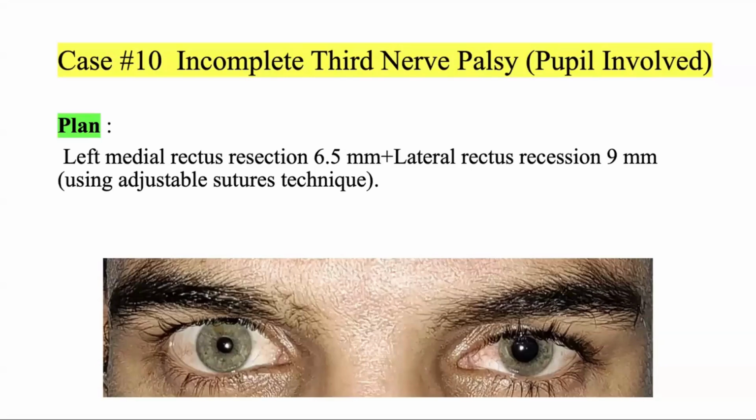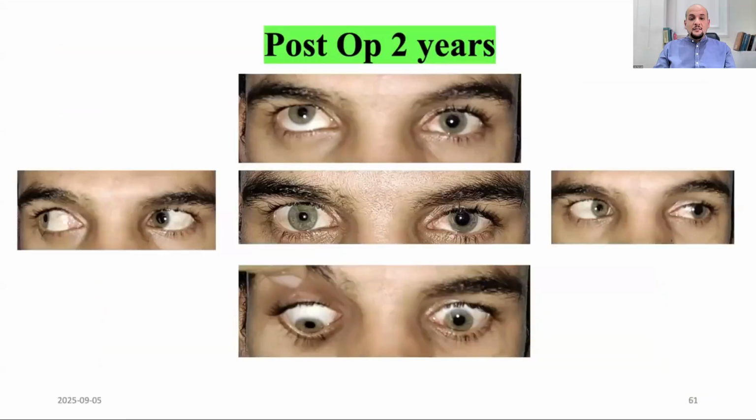So what I had done, left medial rectus resection of 6.5 millimeter with lateral rectus recession of 9 millimeter using adjustable suture technique. And post-op 2 years, the patient still is orthotropic, with limitation of elevation and depression as pre-op, but in the primary position, the patient is orthotropic.